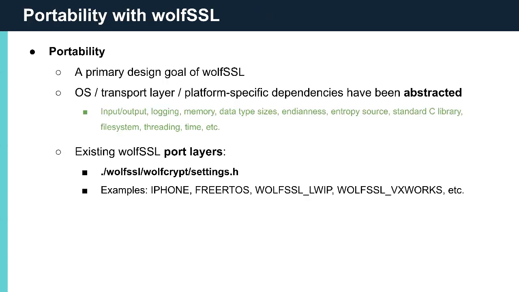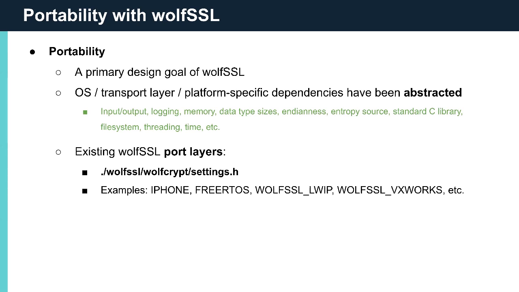As we've been developing and advancing wolfSSL, we've tried to keep portability in mind as a primary design goal. So we've tried to abstract out pretty much all of the dependencies that you would have on the platform or the system, as far as OS, transport layer, etc. Some of those are listed in green here, as far as things like I/O, logging, memory, data types, networking, etc. And we'll see how you can override some of those and use those abstraction layers later on in our training course.